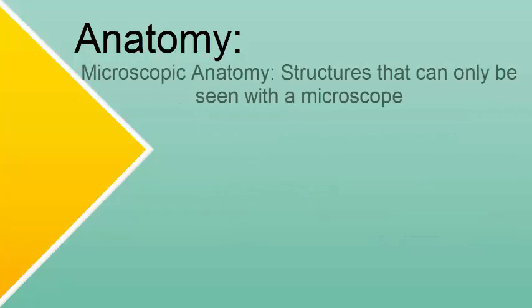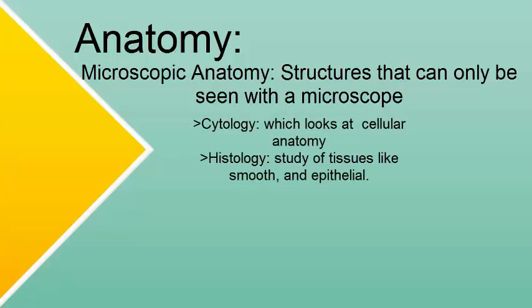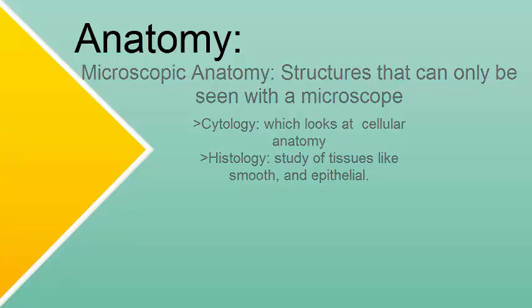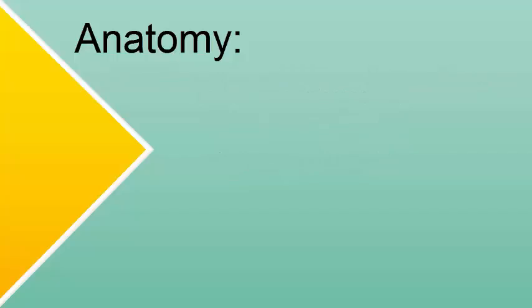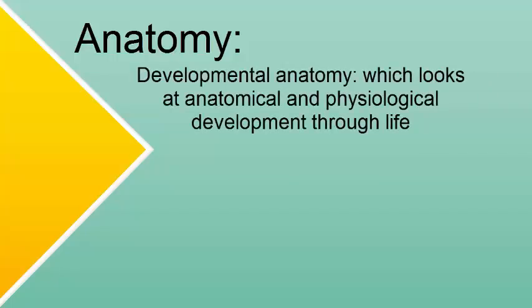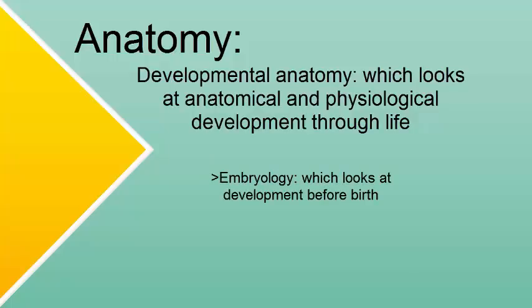The next subdivision is microscopic anatomy, structures that can only be seen with a microscope. This includes cytology, which looks at cellular anatomy, and histology, studies of tissues like smooth and epithelial. The last subdivision of anatomy is developmental anatomy, which looks at anatomical and physiological development throughout life. Included in this is embryology, which looks at development before birth.